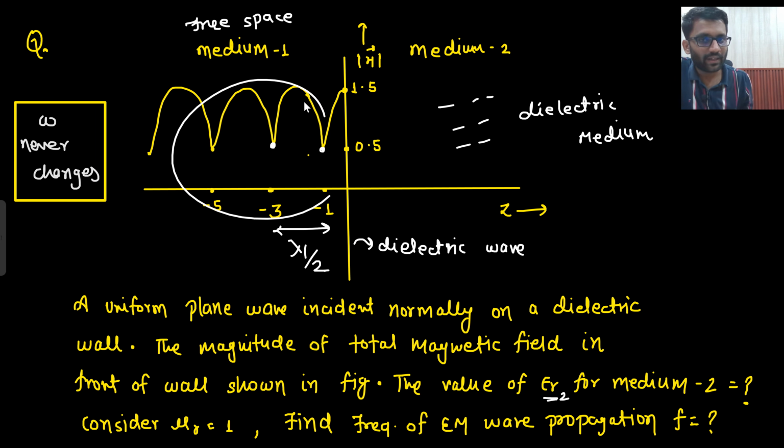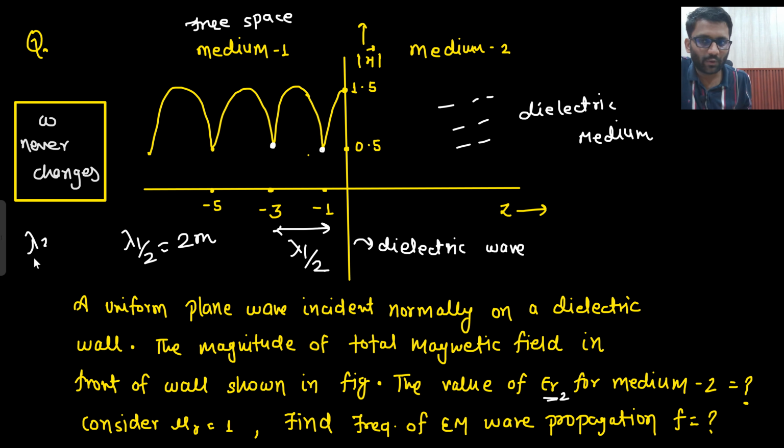But since we are calculating in this region, this lambda 1 by 2 is equal to 2 meter. Lambda 2 by 2 is something else that I don't know. I just know that lambda 1 by 2 is equal to 2 meter. Lambda 2 by 2 could be something else that I am not sure about. Are you getting this point?